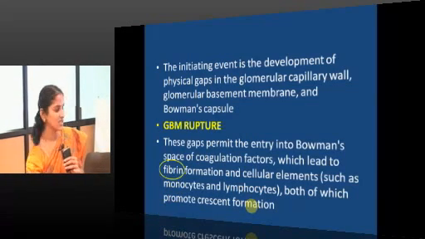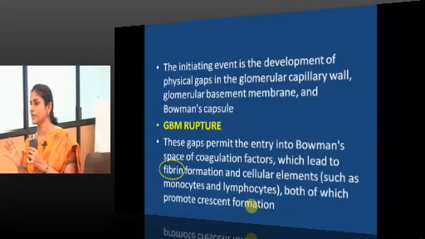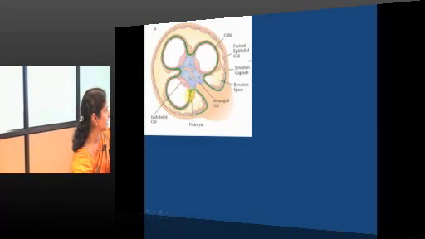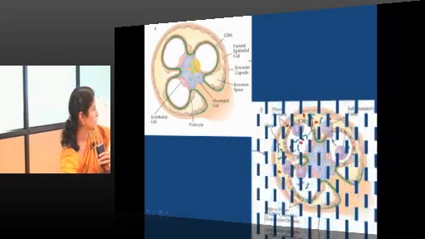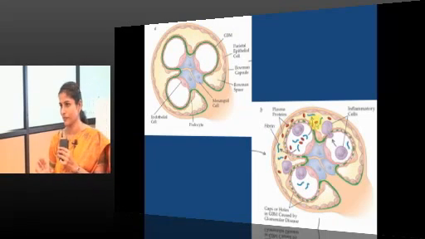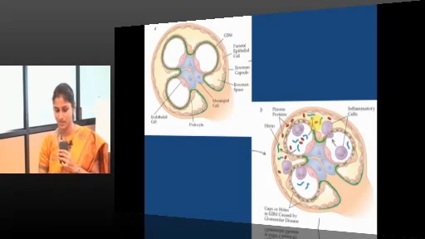So, the first and starting event for RPGN development is glomerular basement membrane rupture. So, this is a normal glomeruli. The green line indicates the intact GBM. Okay. So, what happens in RPGN is there is disruption of the glomerular basement membrane, GBM rupture. Any pathology that is causing GBM rupture.